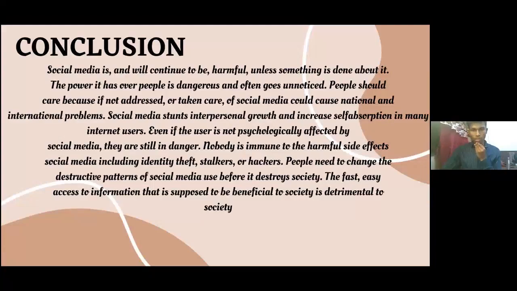The fast and easy access to information that is supposed to be beneficial to society can also be detrimental to society.